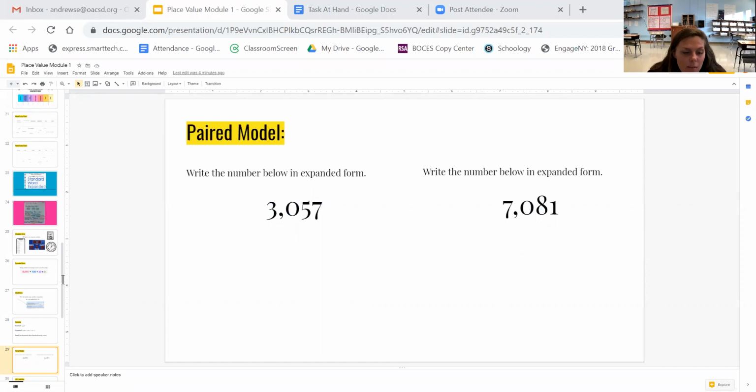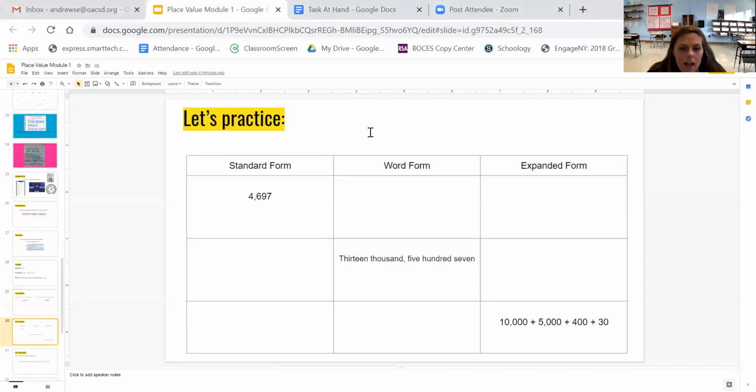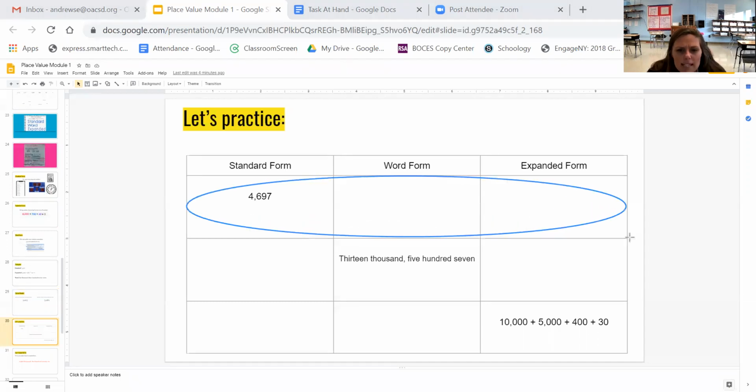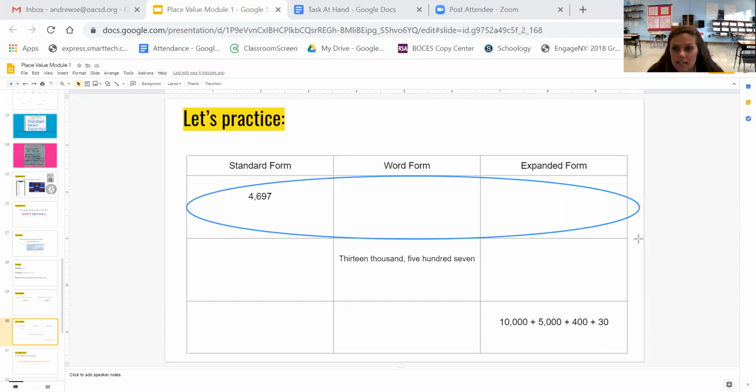Now I want to move on, and I want to show you another way we can write them. This time, this whole column is talking about the number 4,697. They already wrote it for us in standard form, so now we're going to write it in word form and expanded form. So first we just need to simply write the number.